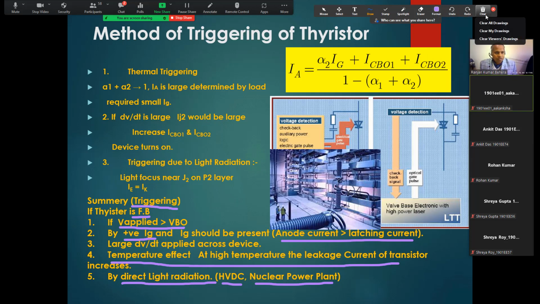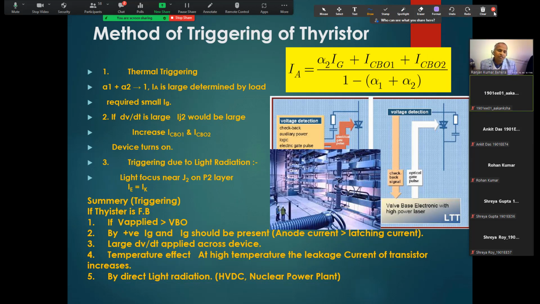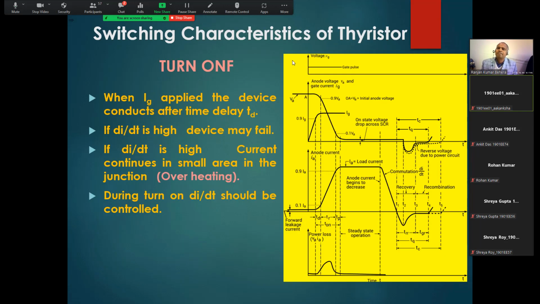But remember that when you turn on the thyristor, you cannot turn it off again, because once it is turned on, even if your gate current is 0, it will not turn off. That is why you need to divert the current, or decrease the current lower than the holding current, and that is the way you can turn on and turn off a thyristor.